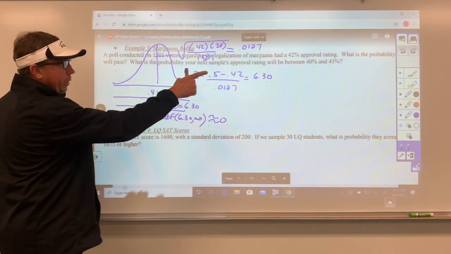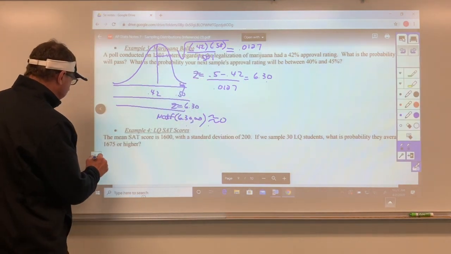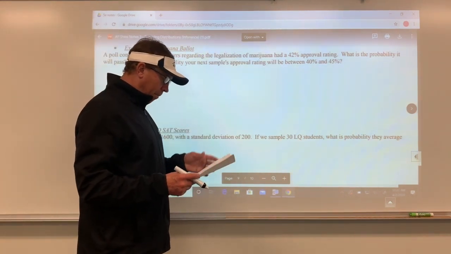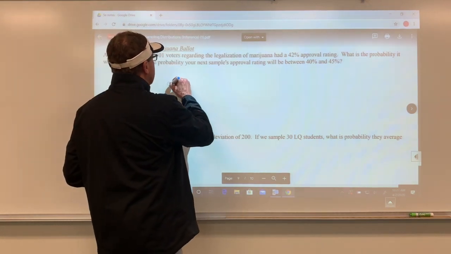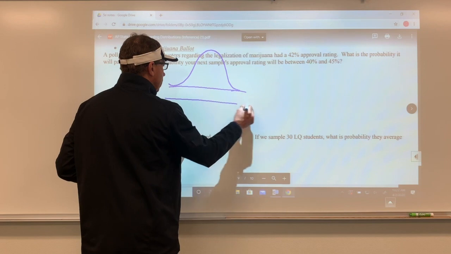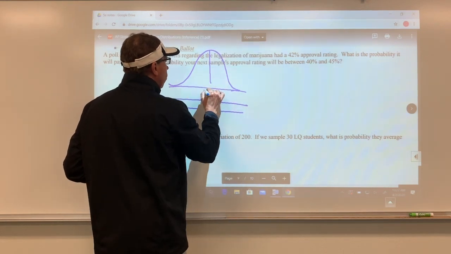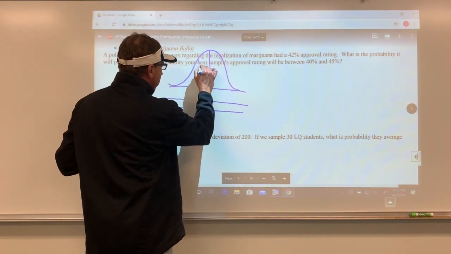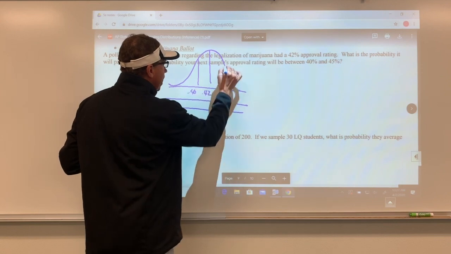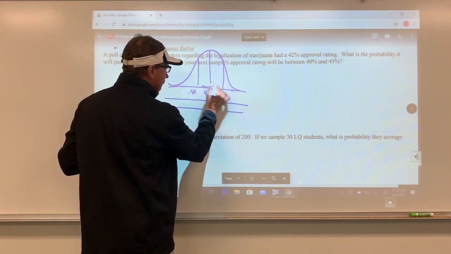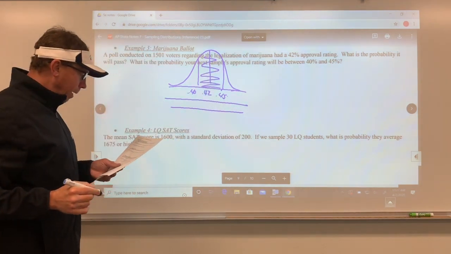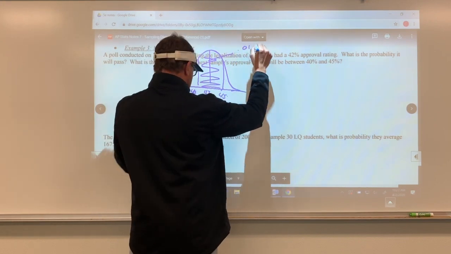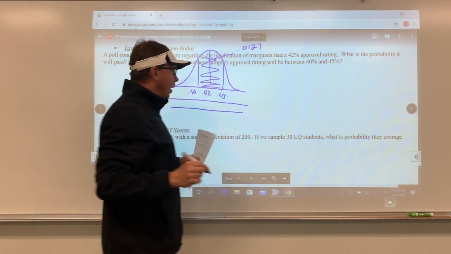Okay, now the other question is between 40% and 50%. So let me erase this and set this up. Okay, between 40% and 50%. All right, no problem. So I'm going to draw the same curve, okay? And it's 0.42, and all between 40 and 45. Sorry about that, I said that wrong. Between 40, somewhere down here, 0.40, and 45. That's probably pretty likely to end up in there. Probably pretty likely, okay? The standard deviation is still 0.0127. I'm not going to recalculate that, all right?